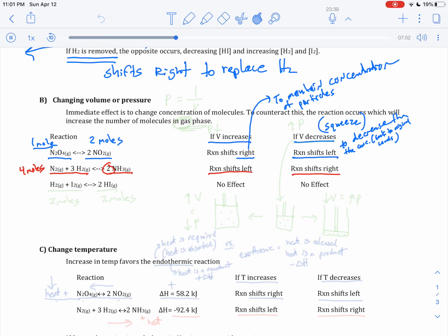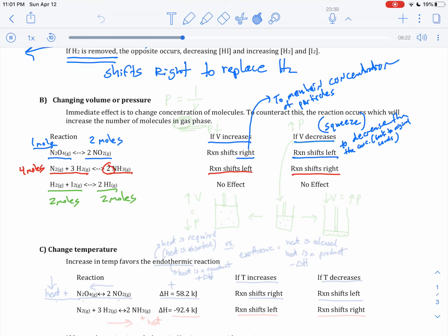Now, in the third case, here we have 2 moles and we have 2 moles. So if the pressure or the volume is changed here, there's going to be no effect, because there's no advantage. There's no relief from shifting to the left or to the right. So decreasing the volume won't change anything.